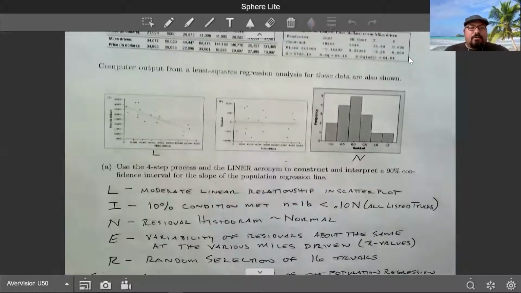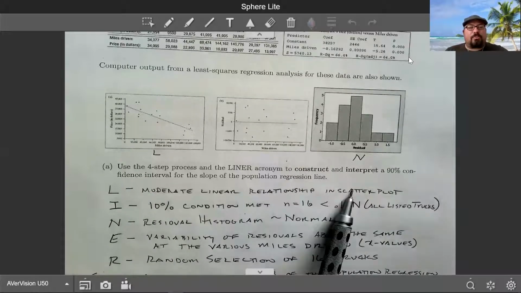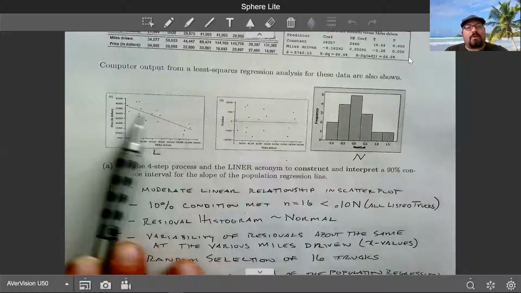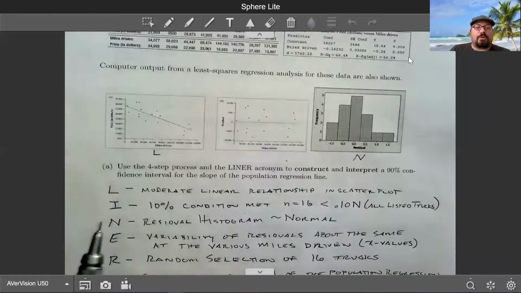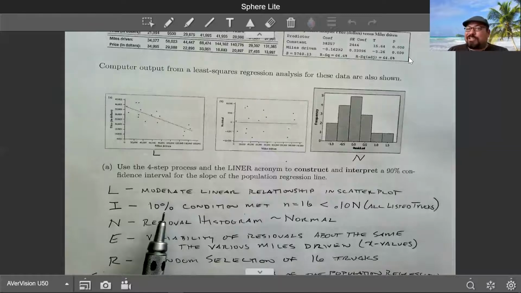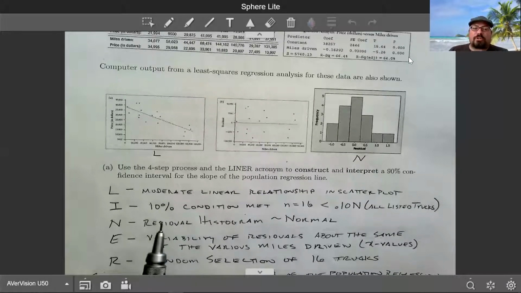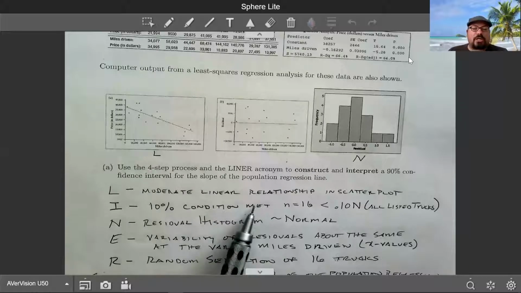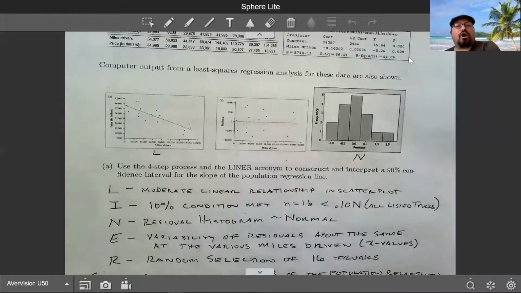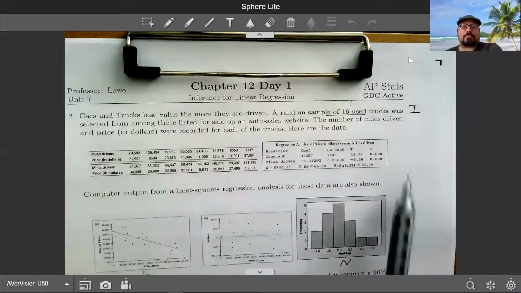L: do we have a linear relationship in the scatter plot? Yes. Maybe it's moderate, maybe it's strong, but we definitely have a linear relationship. I, independence. Well, this is not an experiment, it's just a sample survey, so we need to meet the 10% condition. That means the sample size of 16 is less than 10% of the population, which would be all of the listed trucks on the auto site. So this is where the I comes in.